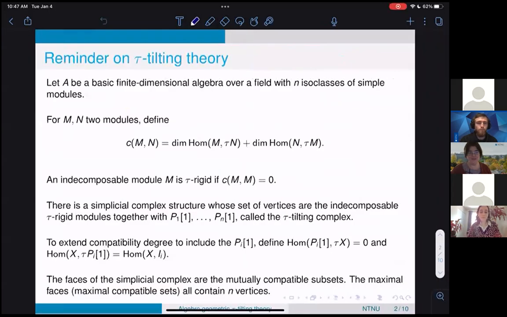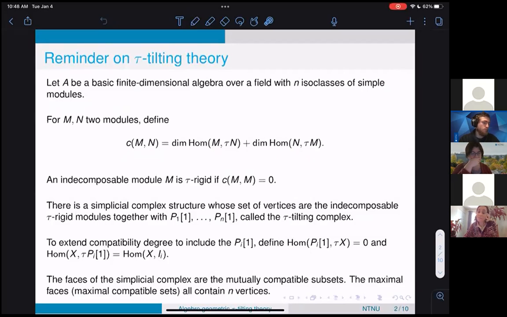So we're going to begin with just some quick reminders about tau tilting theory. We have a finite dimensional algebra over a field with n isoclasses of simple modules, and then the key role is played by the compatibility degree of two modules. So this is, by definition, the dimension of the Hom space from m to tau n plus the dimension of the Hom space from n to tau m. And we're going to be particularly interested in tau rigid modules. These are the modules that are compatible with themselves.